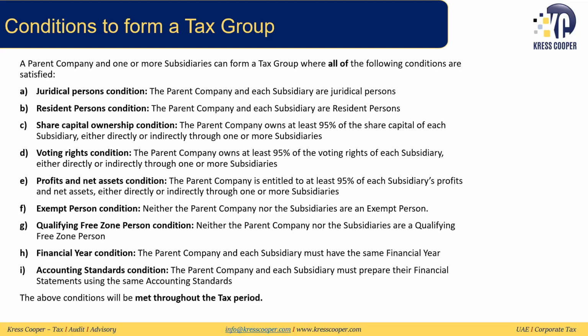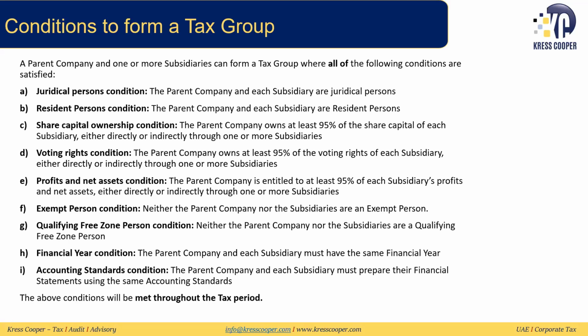And then we have the qualifying free zone person condition, where the parent company and subsidiaries cannot be a qualifying free zone person. If there is a free zone person who is not a qualifying free zone person, meaning that they either don't have any qualifying income, are not doing any qualifying activity, don't have core income generating activity in the free zone, or maybe they're not meeting the de minimis threshold, or if they are meeting the conditions but they are opting out and want to be taxed in the normal regime, then those people can be part of a tax group. But if they are a qualifying free zone person, then they cannot be part of the tax group.